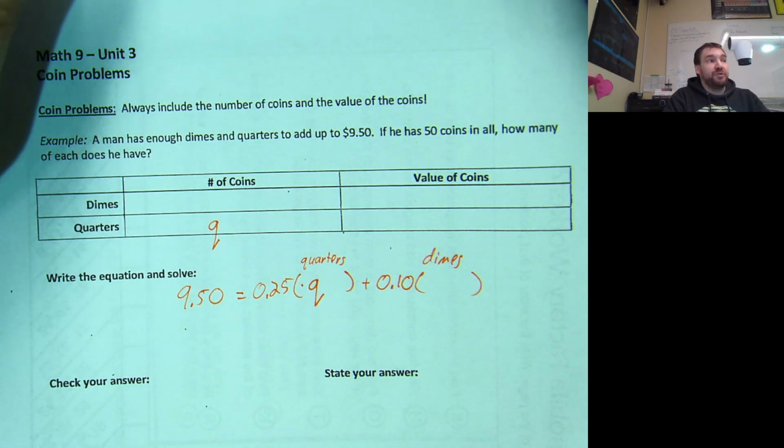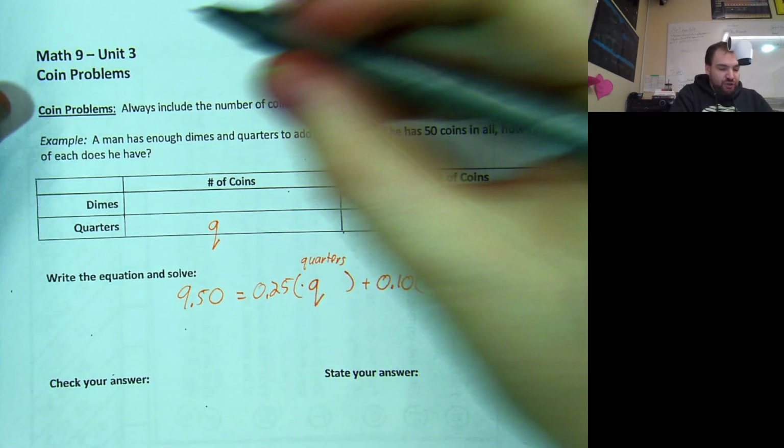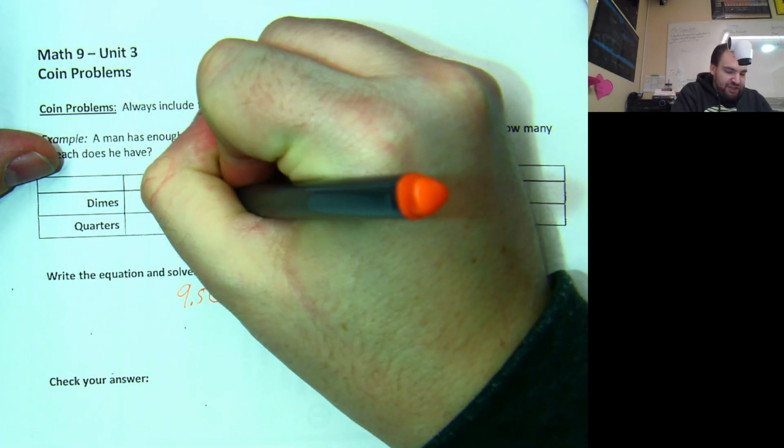50 minus quarters. How many coins do I have total? 50. And if Q of them are quarters, how many of them are dimes? Well, 50, the total, minus the number of quarters, right? So the dimes is going to be 50 minus Q.